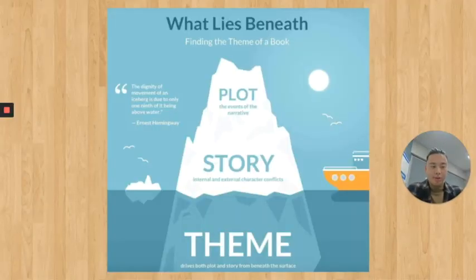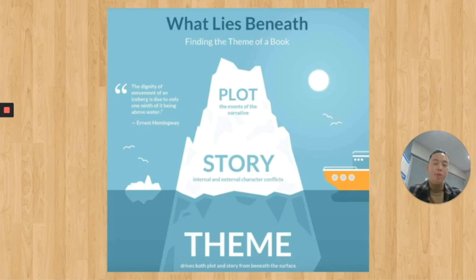Now, I thought we'd also look at this visual metaphor again, so this idea of the iceberg. Often what's visible is the plot and the story. Most of us have a pretty good comprehension of what goes on in a film or in a story. And most of us understand what the characters' conflicts are. We understand what drives them, what the characters desire.